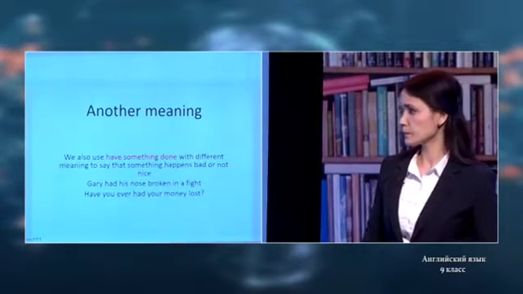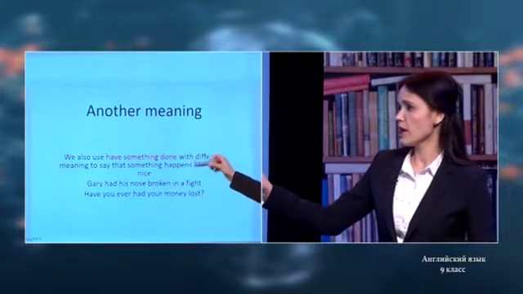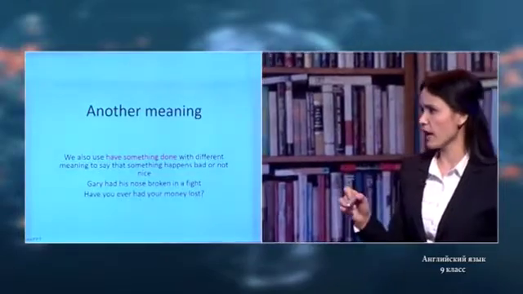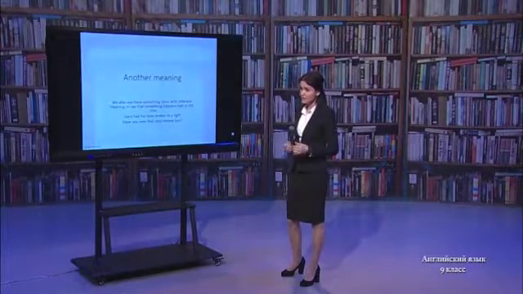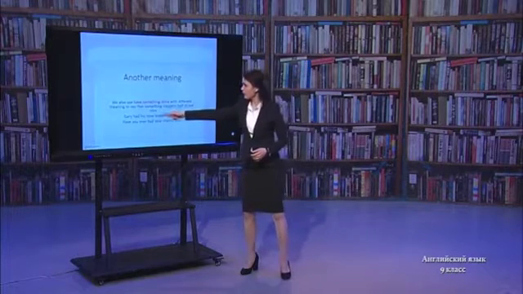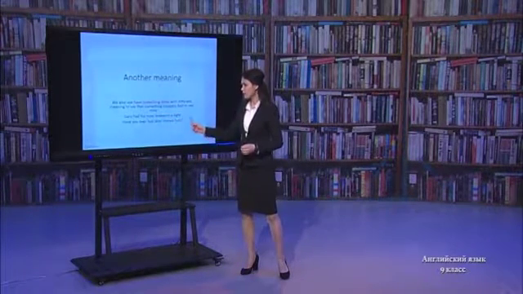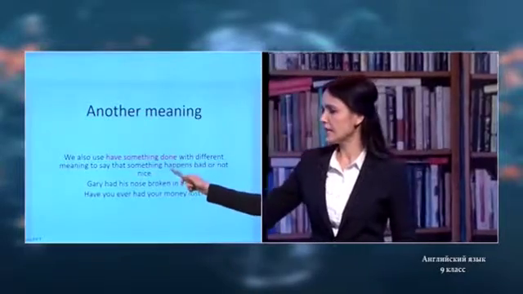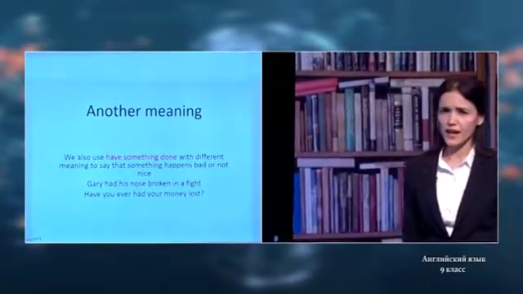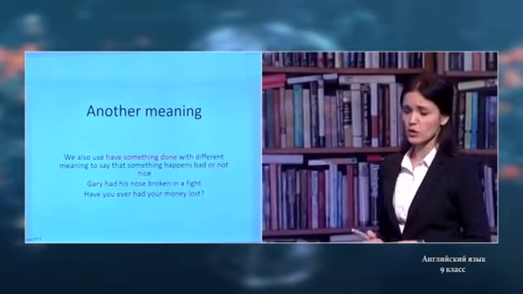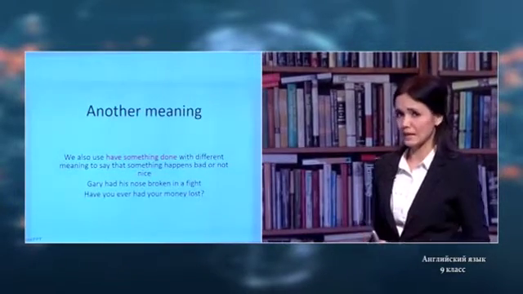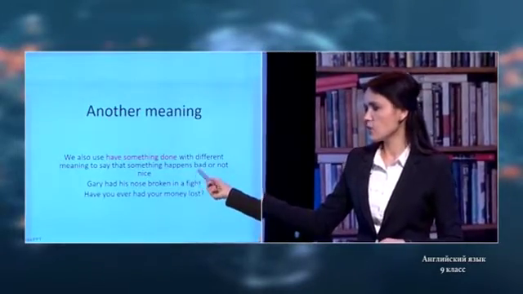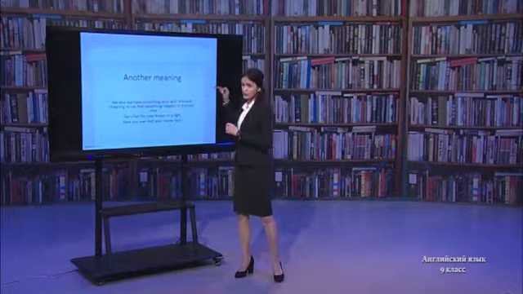See, another meaning. The same situation as previous one. We also use have something done with different meaning to say that something happens bad or nice. Not nice, that means unpleasant. Gary had his nose broken in a fight. That means he had a fight last night or last day, and he had his nose broken. He didn't ask anybody to break his nose, or he didn't arrange it, or he didn't plan it, but it happened by accident. And in this case, we use the same structure but with different meaning.